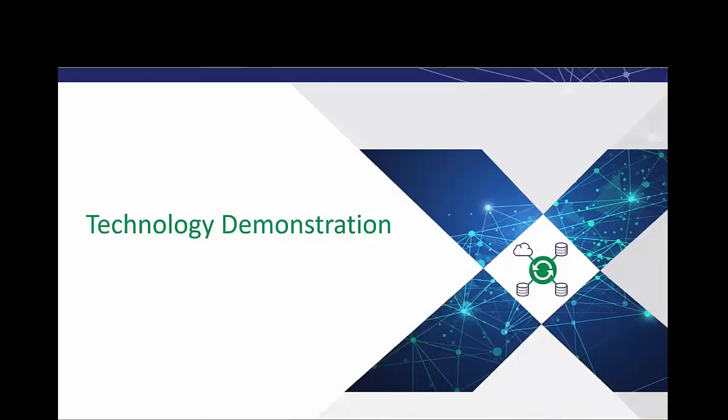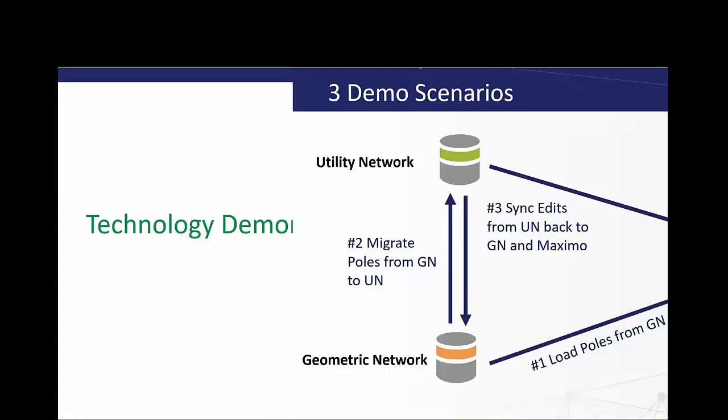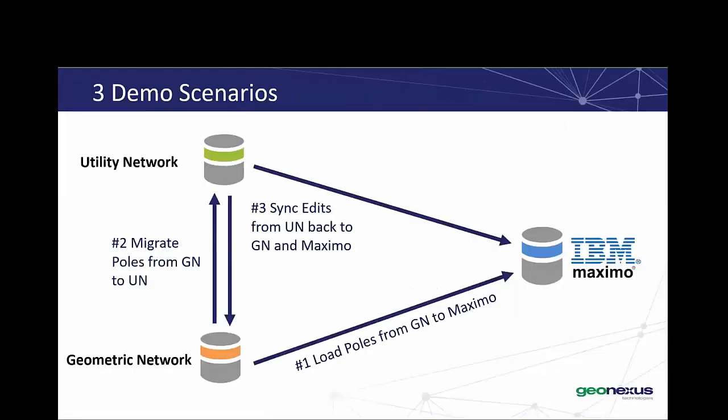So next we'll turn it over to Paige to do a technology demonstration. We'll actually show you how this technology works. We've come up with 3 scenarios that we want to demonstrate today. The first scenario is we're going to use our Maximo connector between a geometric network geodatabase and Maximo, and we're going to load poles from the geometric network and create new assets in Maximo using that connector.